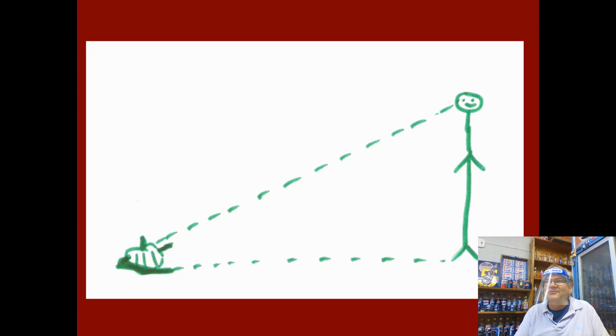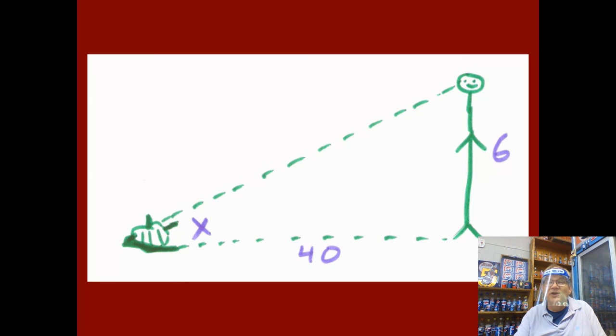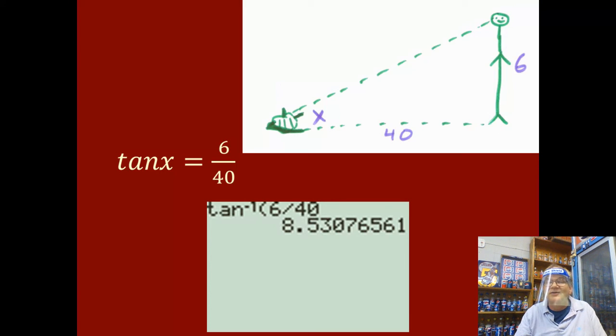What's x in this problem? And there's the question. It is going to be the angle, and there's only one angle inside the triangle that we could possibly find, which is where the pumpkin is. You guys all see where that's coming from? Can anyone tell me an equation for this problem? So, yeah, it is going to be tangent x equals 6 over 40.